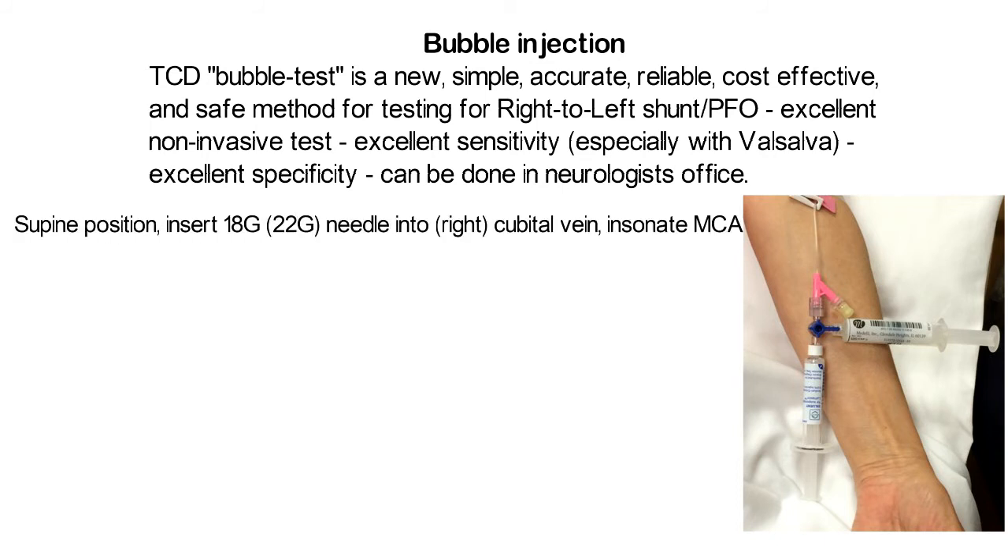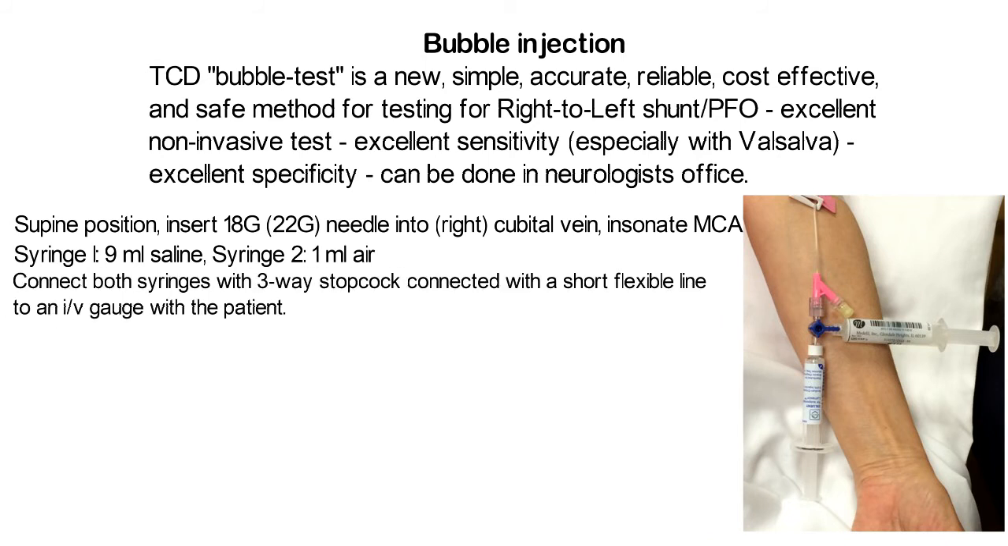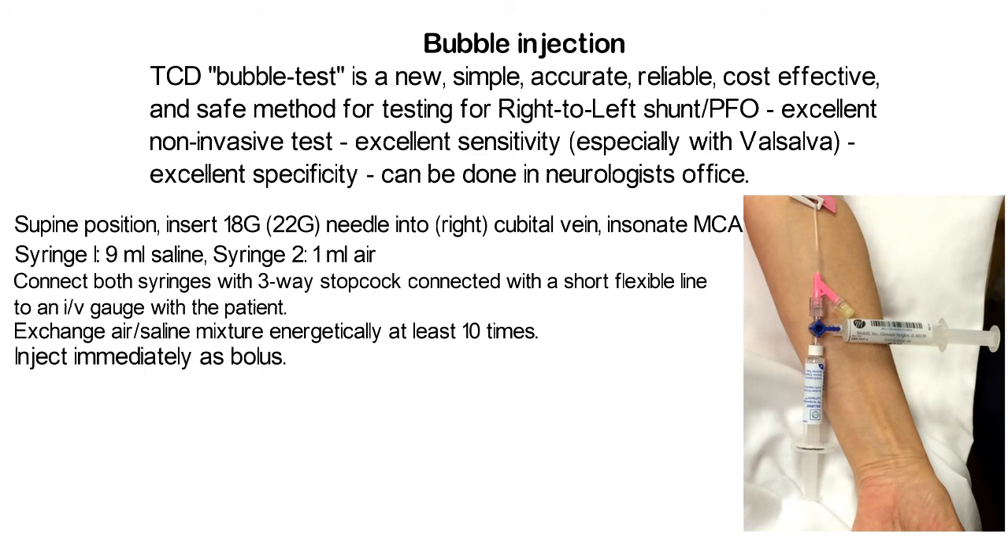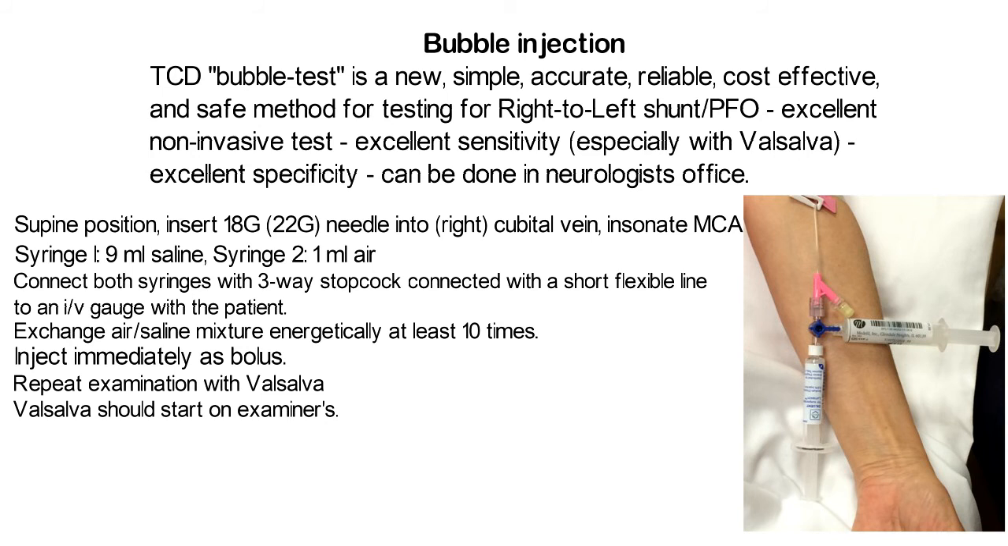Supine position. Insert an 18G or 22G needle into the right cubital vein, insonate the MCA. Syringe 1, 9 ml saline, syringe 2, 1 ml air. Connect both syringes with a 3-way stopcock connected with a short flexible line to an IV gauge with the patient. Exchange air saline mixture energetically at least 10 times. Inject immediately as a bolus. Repeat examination with Valsalva. Valsalva should start on examiner's command.